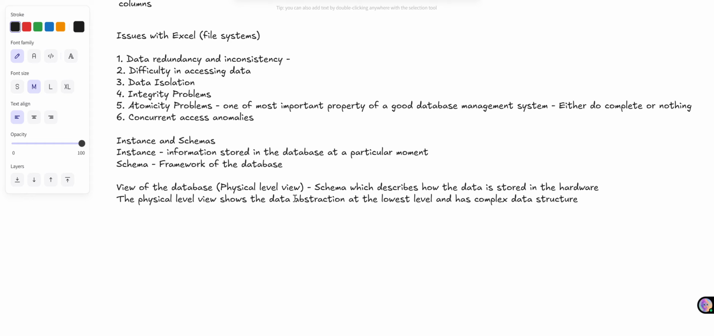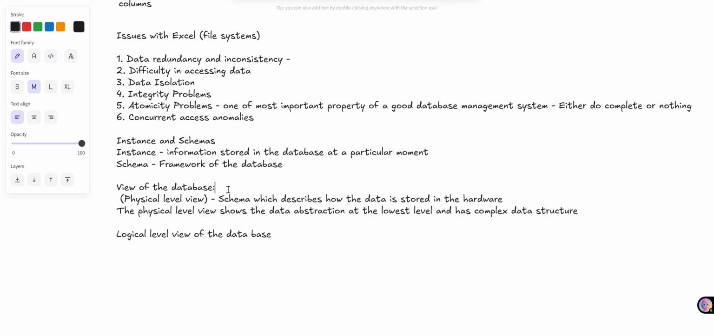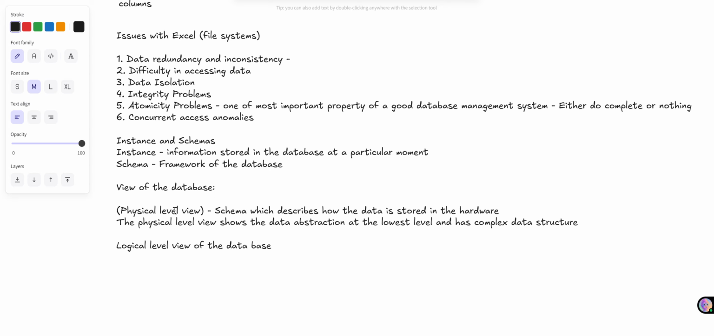This was the view of the database. Now there is also something called the logical level. View of the database is a term, and I am showing you different views at different levels. So first the physical level and then the logical level.